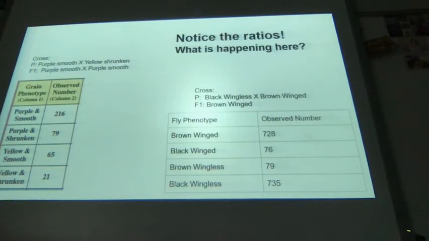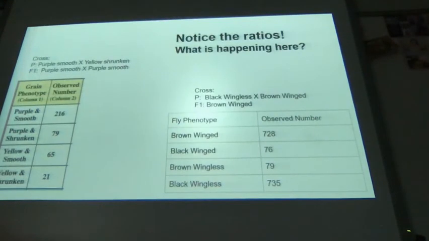Well, notice the ratios. What's happening here? Are they sex linked? No, not sex linked. They're linked genes. Which ones are linked? Are both of them linked? No, one of them is linked. Which one? The one on the right or the left? The one on the right is linked.